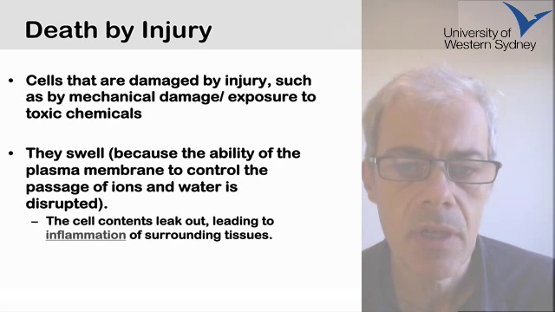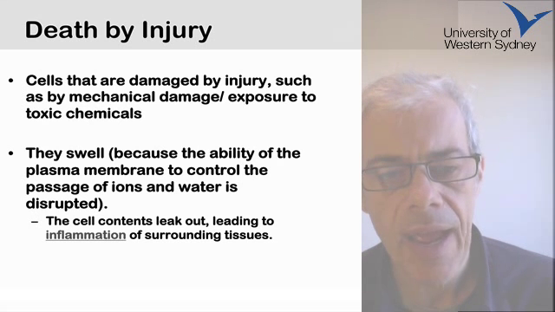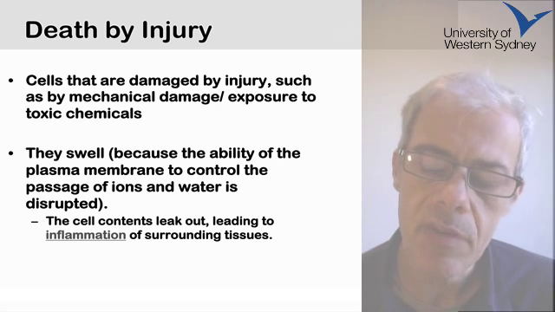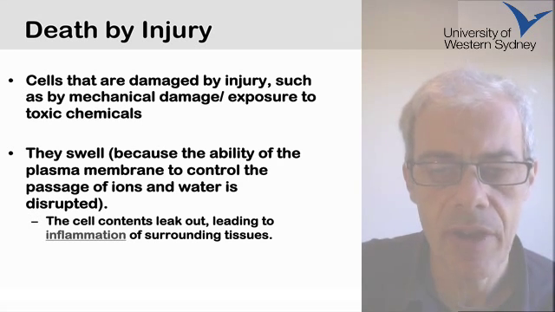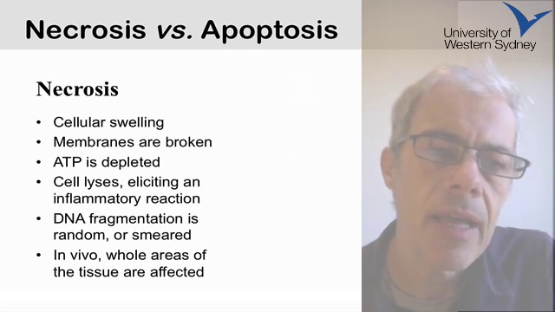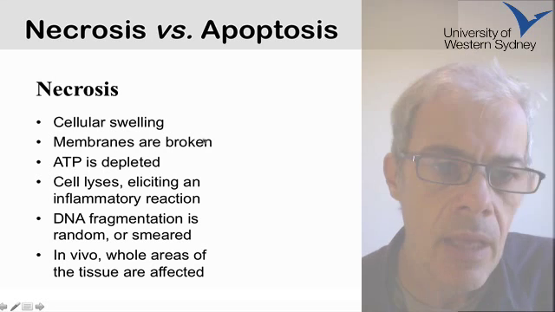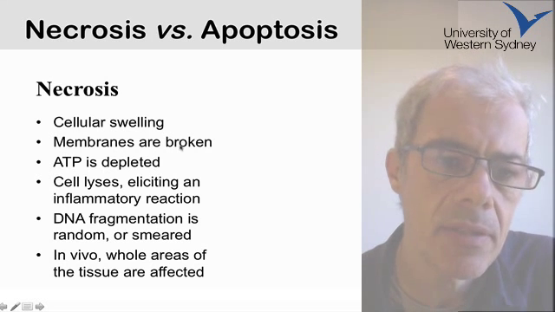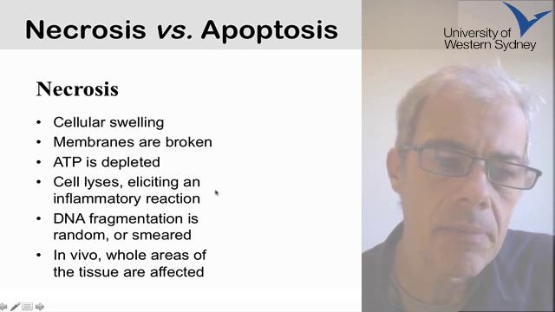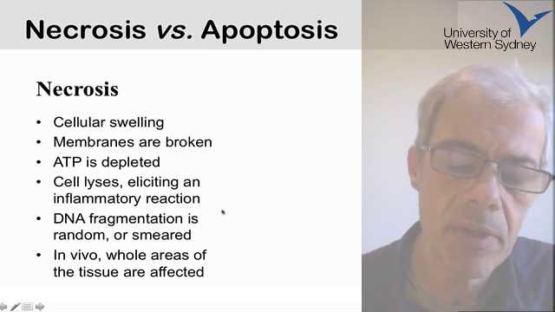In contrast to apoptosis, we can have cell death by injury, such as mechanical damage or exposure to toxic chemicals. Now, when cells die by this method, they swell and they leach their contents out into the organism, which causes inflammation and other problems in the surrounding tissue. Typically, injured cells can be described as cells that are undergoing necrosis. Some of the characteristics of necrosis are cell swelling, broken membranes, a depletion of ATP within the cell, inflammation of surrounding tissue, and the DNA is randomly fragmented.